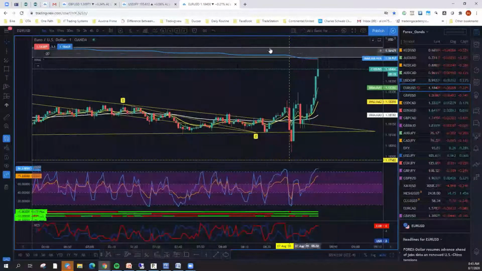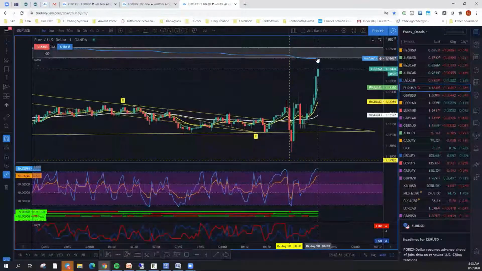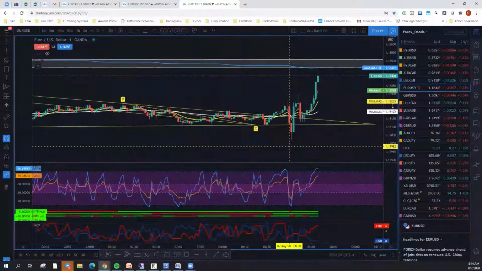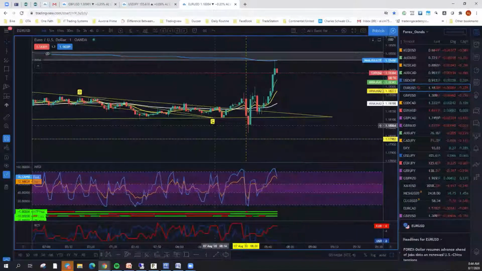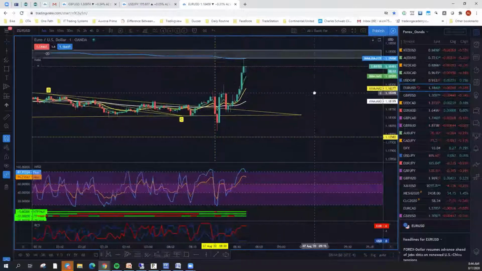Okay, and see right here where I drew that range that came right up there, and actually look what we have here. We have this 30-minute 62 sitting right here. Came right up, tagged it, respected it. So right now the range this thing is trading in is pretty much between here and here. This is the box I've drawn.